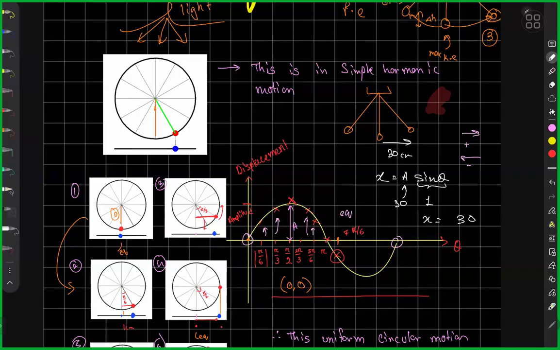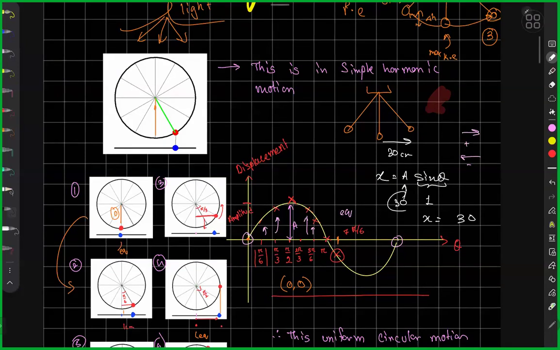So I have plugged in A in front of the sine theta to give me the right answer every single time of the displacement. Meaning, whenever theta is, let's say, 90 or pi by 2, the output I get for the sine theta is 1, but my amplitude is not 1. My amplitude is 30. And when you increase or decrease theta, the displacement shifts accordingly.